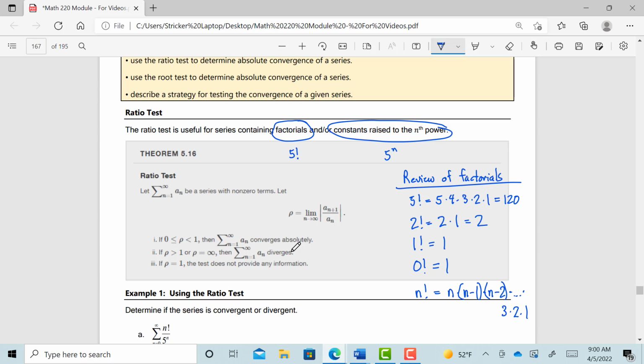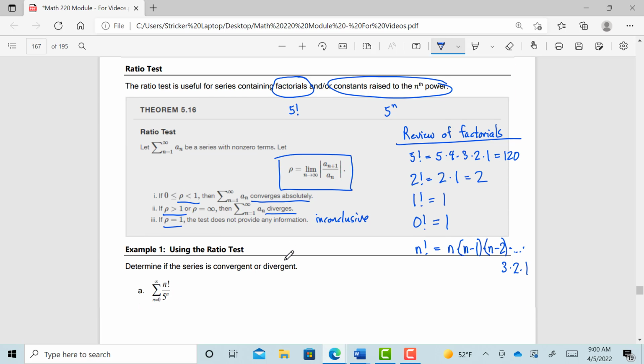So here's what we do. You have a ratio test, and you're going to use it again when you have factorials or constants raised to the nth power. What we're going to do is calculate the limit of the absolute value of the ratio of a sub n plus 1 over a sub n. And depending on what this limit is equal to, that limit is equal to rho. If rho is less than 1, then it converges absolutely. If rho is greater than 1, then the series diverges. And if it's equal to 1, the test is inconclusive.